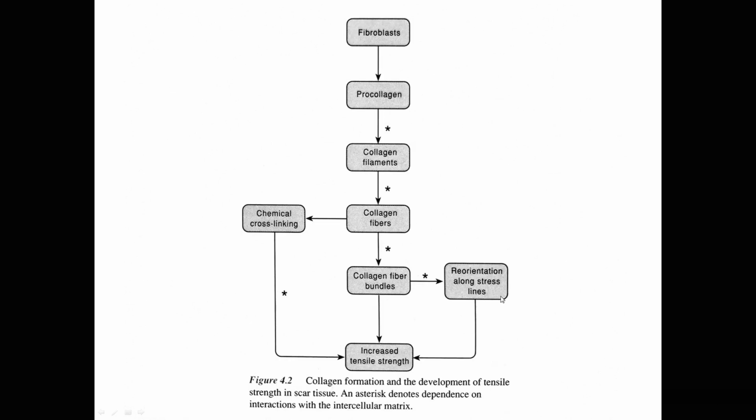Let me stress again that the bundles realign along lines of stress. Intercellular matrix is formed by the exudate of the acute inflammatory response. Fibroblasts form collagen and also proteoglycans, thus deposition of matrix and scar development.